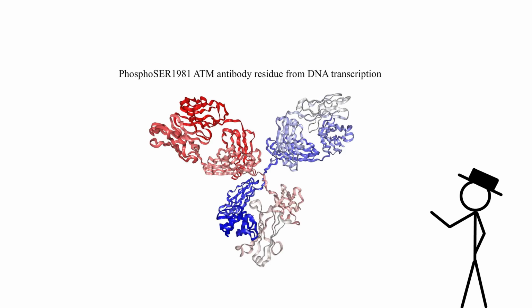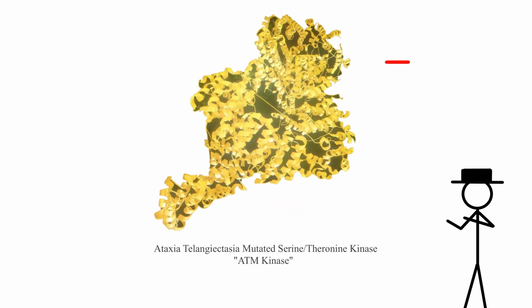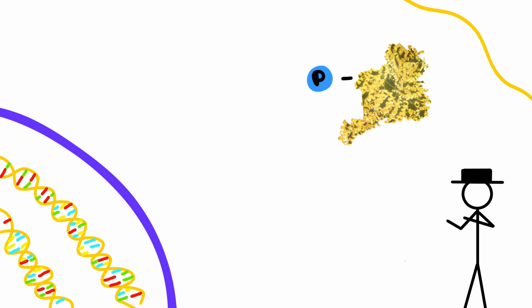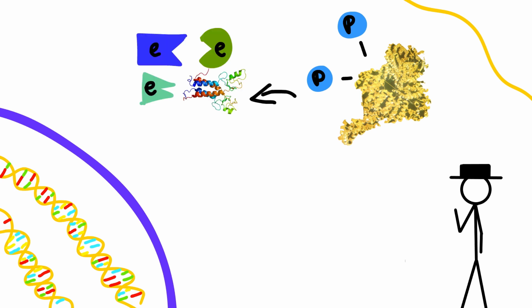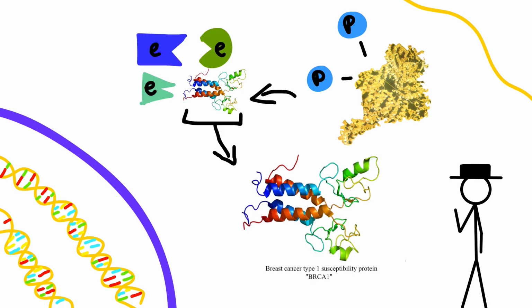There are multiple ways of detection of faulty DNA, and the most prominent one is the detection of residue SER198-1, a type of antibody. The negative regulator ataxia-telangiectasia mutated serine threonine kinase, or ATM kinase, will become autophosphorylated and signal for a halt in the cell cycle if it detects DNA damage. Afterwards, it will recruit a family of enzymes including breast cancer type 1 susceptibility protein, or BRCA1, to mediate DNA repair or apoptosis if the DNA damage is too excessive.